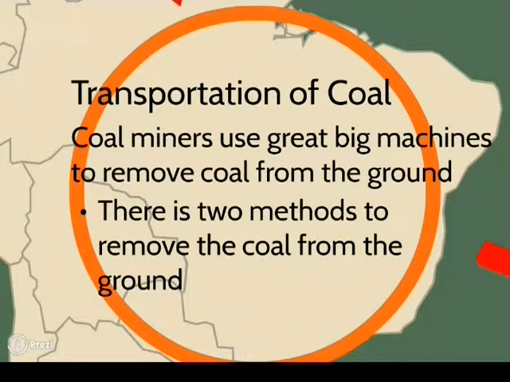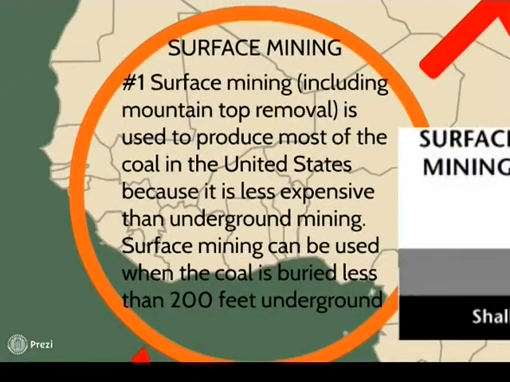Coal miners use great big machines to remove coal from the ground. There are two methods to remove the coal from the ground. First is surface mining, which includes mountaintop removal. Surface mining is used to produce most of the coal in the United States because it's less expensive than underground mining.